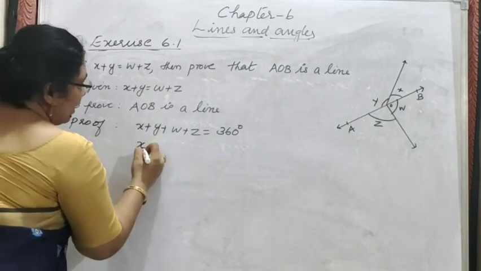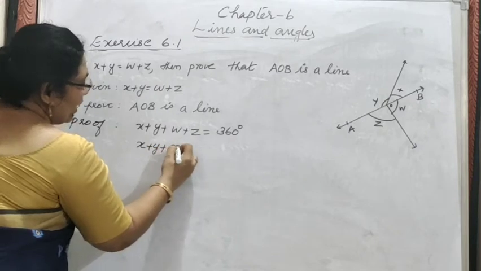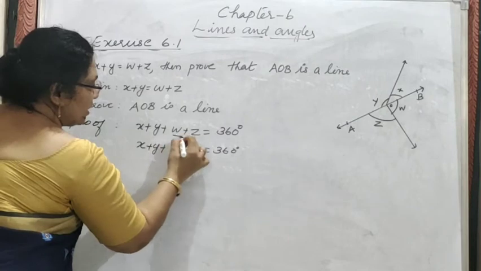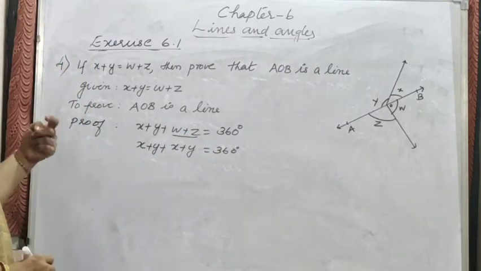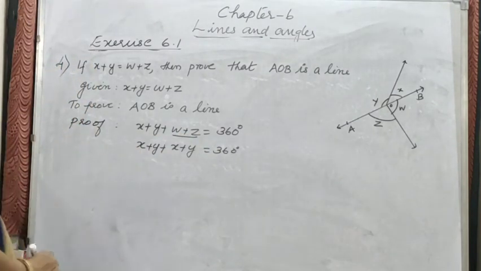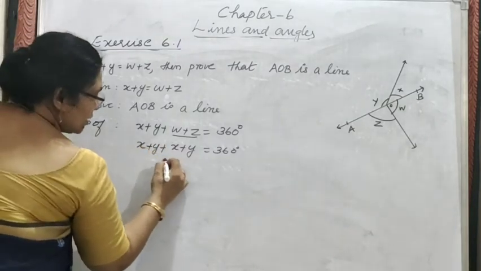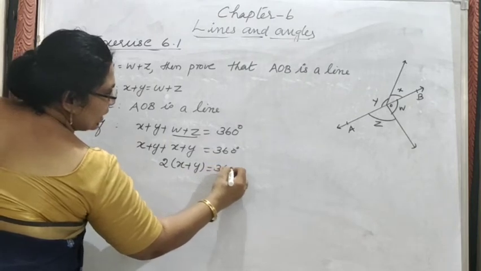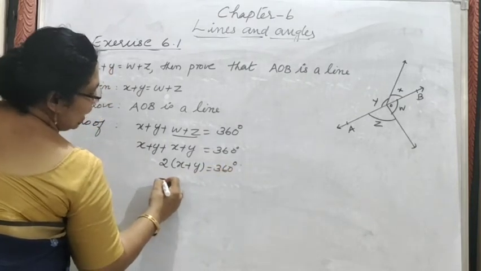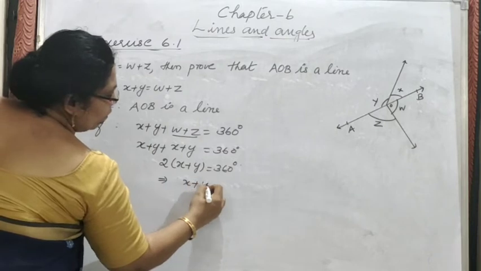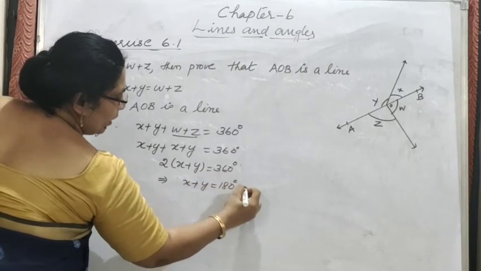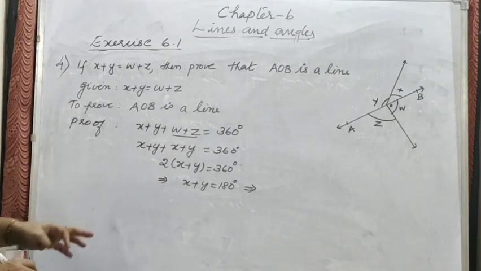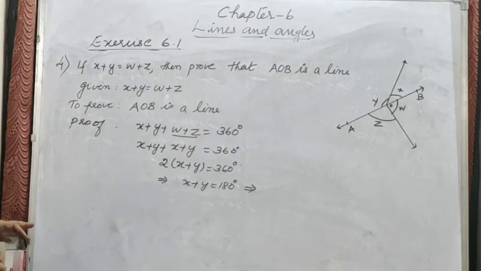So I am writing here x plus y plus x plus y equal to 360 degree, right? Here w plus z is replaced by x plus y. So how many times x plus y is there? 2 times. 2 times x plus y equal to 360 degree. This shows that x plus y equal to 180. If x plus y equal to 180 degree, it means adjacent angles sum is equal to 180 degree.